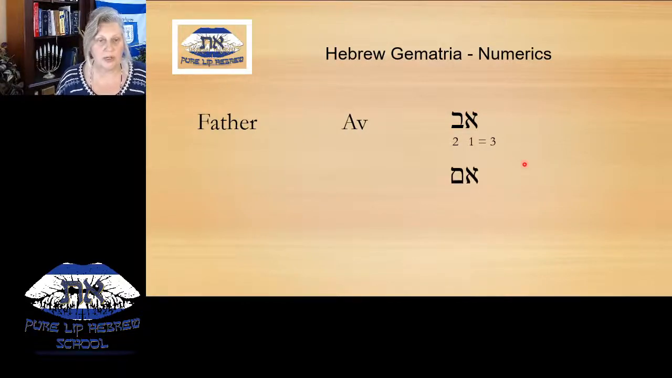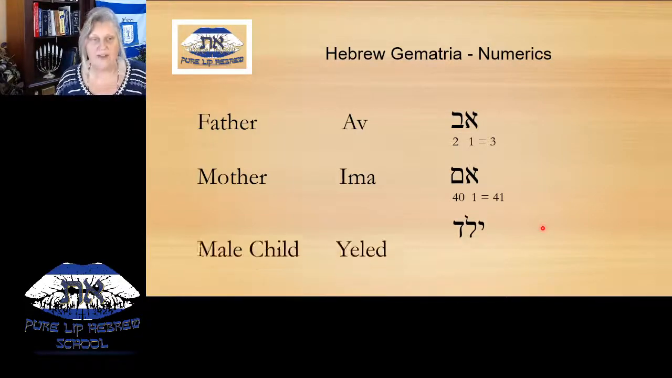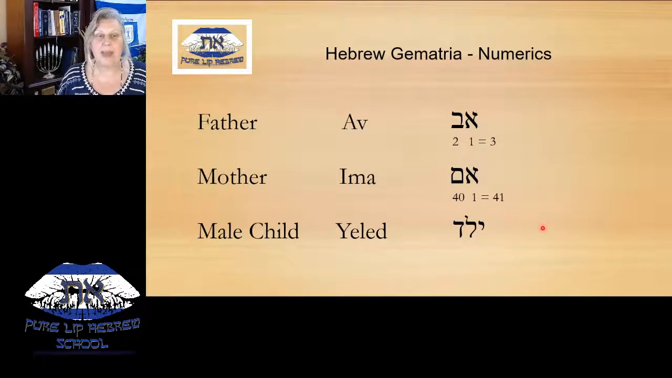The next word we're going to look at is Ima, mother. And the numeric value goes this way. The Aleph is worth 1 and the Mem is worth 40. The numeric value of the word mother is 41. Next on our list, we have Yeled, which is a male child. And the numeric value for the Yod is 10, for the Lamed is 30, and for the Dalet is 4, which equals 44. You may have seen this already. 3 plus 41 equals 44.